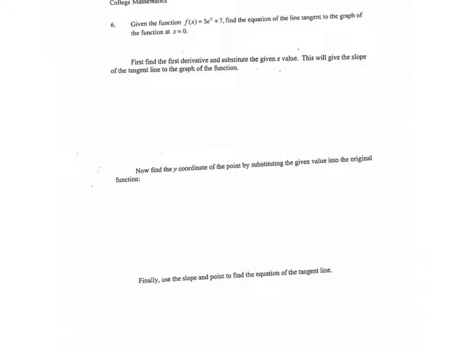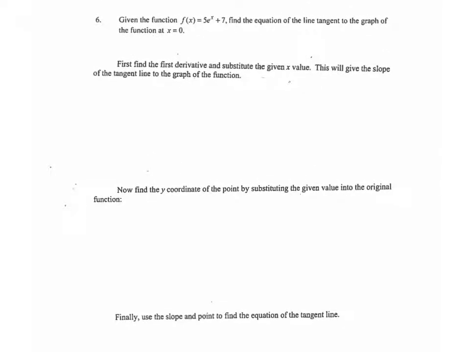All right, last page of examples to look at for this section. Given the function f of x equals 5e to the x plus 7, we want to find the equation of the line that's tangent to the graph of the function at x equals 0. Here's what is a little different: the ones we've done were all polynomial. This one is exponential, because it's 5e to the x power plus 7.